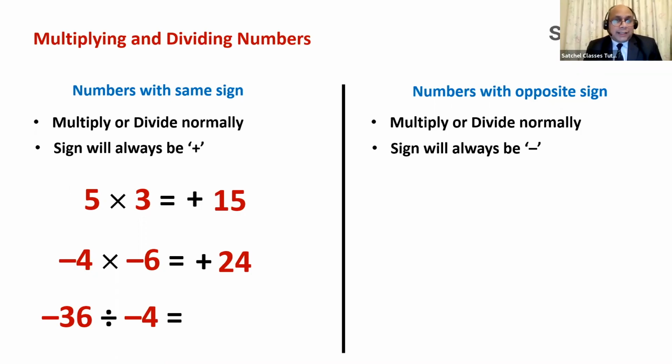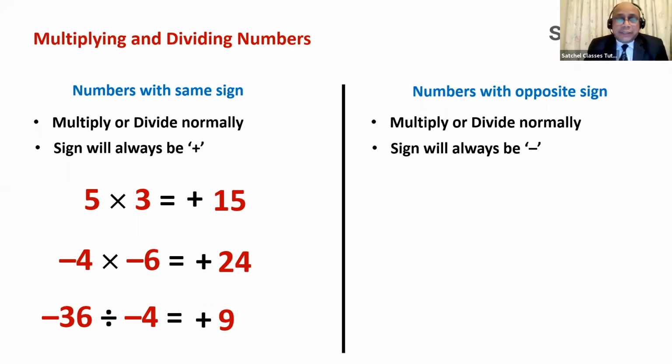How about minus 36 divided by minus 4? Well, let's divide their magnitudes normally. 36 divided by 4 is 9. And because we had a minus, both the numbers are minus. They are numbers with same sign. Your answer will again be positive. So your answer is plus 9 in this case.